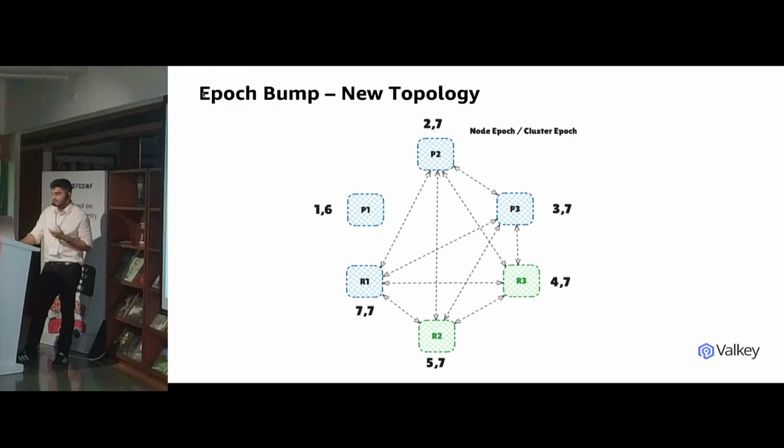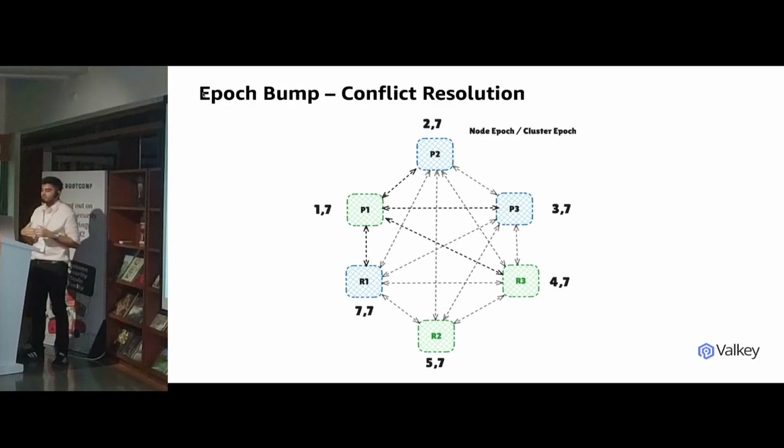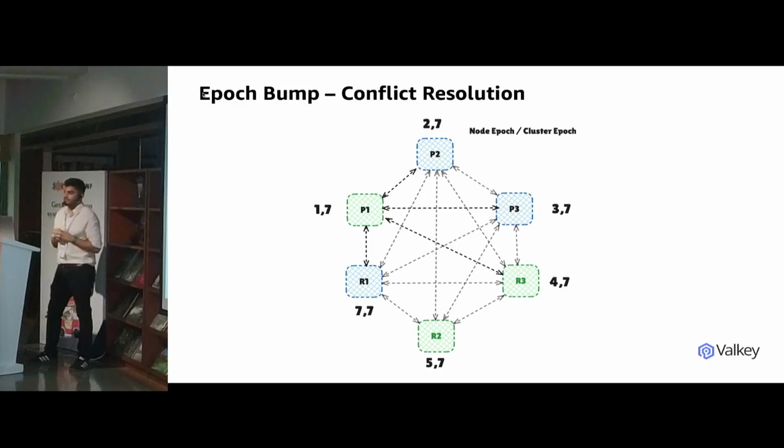Once P1 heals again, it comes back and tries to connect to the other nodes like we talked about. But over here, P1 had an epoch value of 1. Even if it was marked as primary of that shard, its epoch value is less than R1's. So that's where the tiebreaker happens: you have an epoch value which is older than mine, and R1 would push its configurations to P1, and P1 would start replicating from R1. This is very helpful for scenarios where there are multiple failovers happening at a given point in time, and epoch helps with converging to a single view across the cluster.